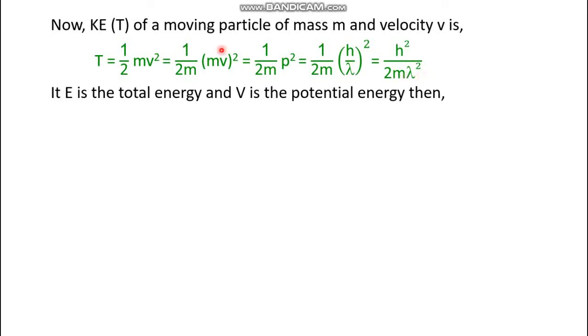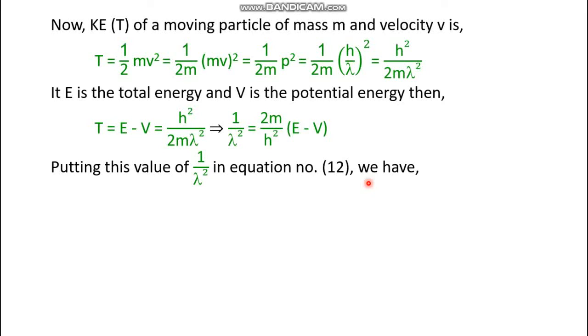Now if E is the total energy, meaning potential energy plus kinetic energy, and if potential energy is denoted as V, then T can be written as E minus V, as here kinetic energy equals total energy minus potential energy. Now T has the expression h square by twice m lambda square. If this is rearranged, we can get the expression of 1 by lambda square as 1 by lambda square equals twice m by h square into E minus V.